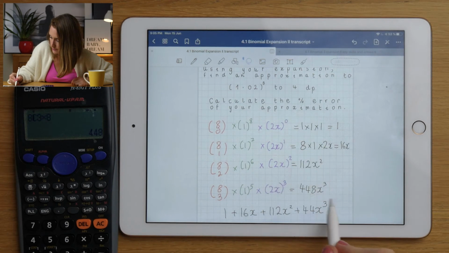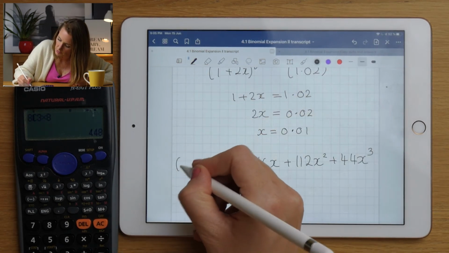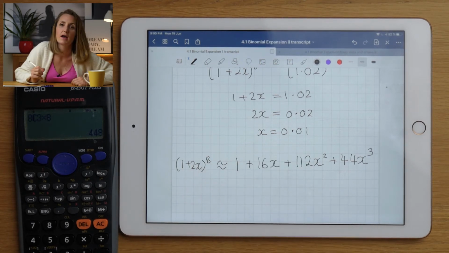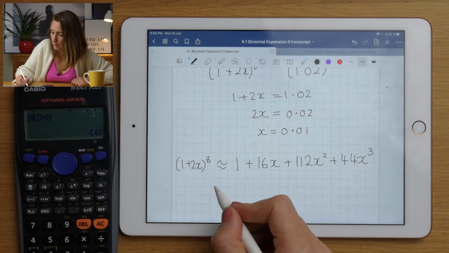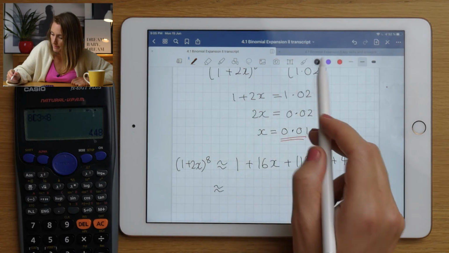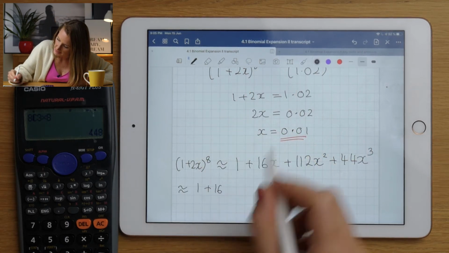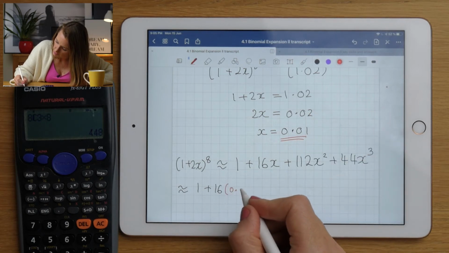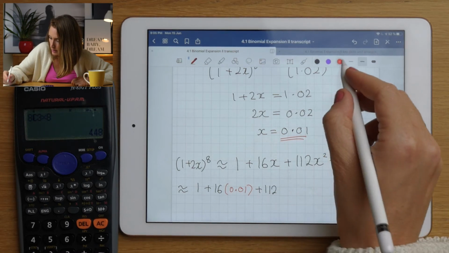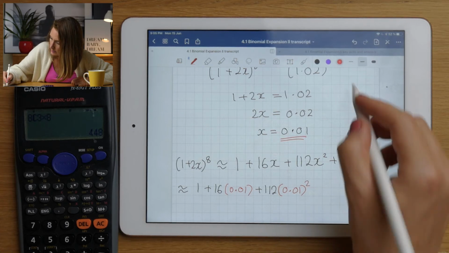Take your expansion. Now remember, this isn't the full expansion, so you're going to want to put wavy brackets to symbolize that this has been an approximation. And substitute everywhere x is 0.01. So 1 plus 16 times 0.01. You want to be laying it out like this for the examiner so they can see, and you're going to collect all those delicious method marks.